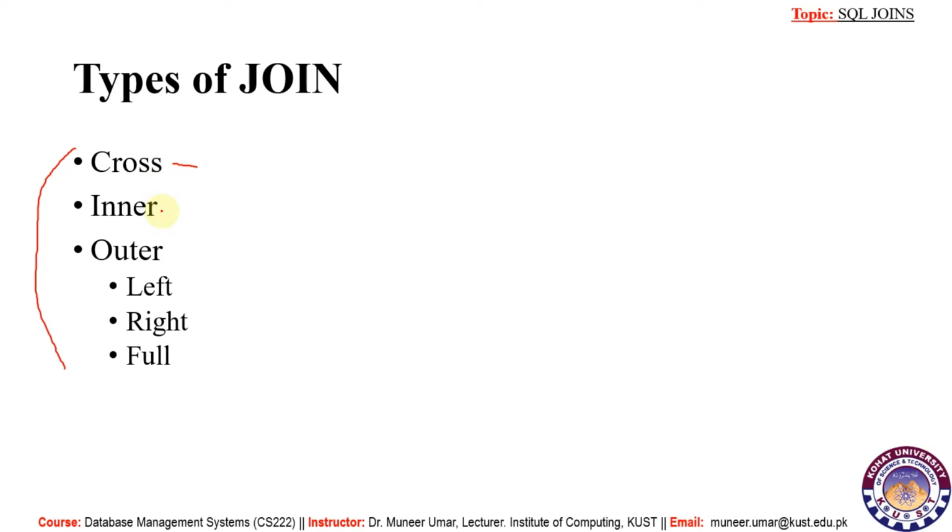Then in outer join we have three types: left, right, and full. In left outer join we have two tables, the left table and the right table. The left table would be the first table in the query. So the matched and unmatched data will be selected from the left table, and matched data only from the right table. In the case of right outer join, we will get matched data from left plus unmatched data from right. And full outer join is the union of left and right outer joins.